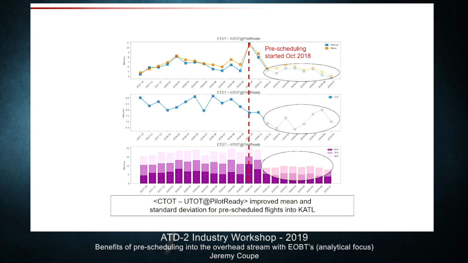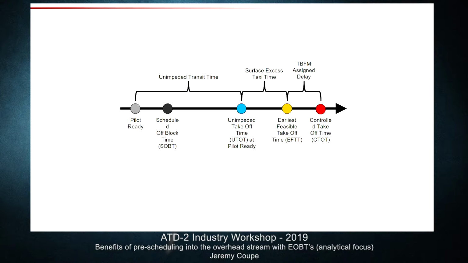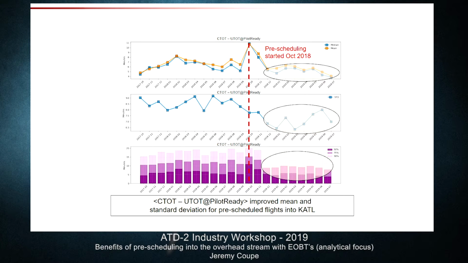So what I am showing here is, again, the controlled takeoff time minus the unimpeded takeoff time. So it's the total delay. The blue line here is the median. The orange line here is the mean. And this middle one here is the standard deviation, which tells us about the predictability. We want a lower standard deviation, which gives us a more predictable total delay.